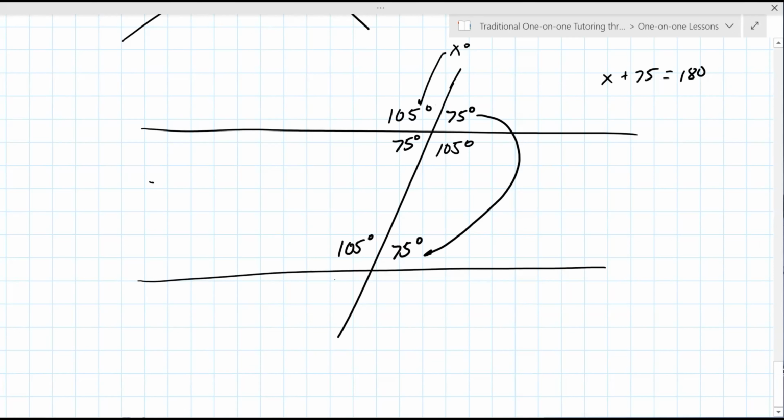What about this one down here? The one right down there, yes. 75. And how about the one here on the right? 105. Very good. Fantastic. So I'm going to grab a practice problem here and we're going to try working through this one together.